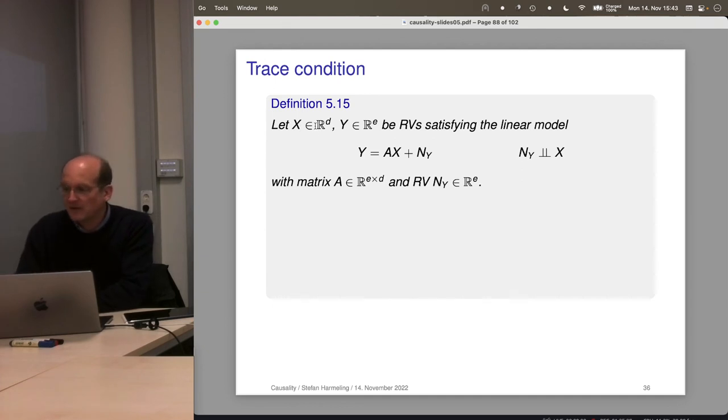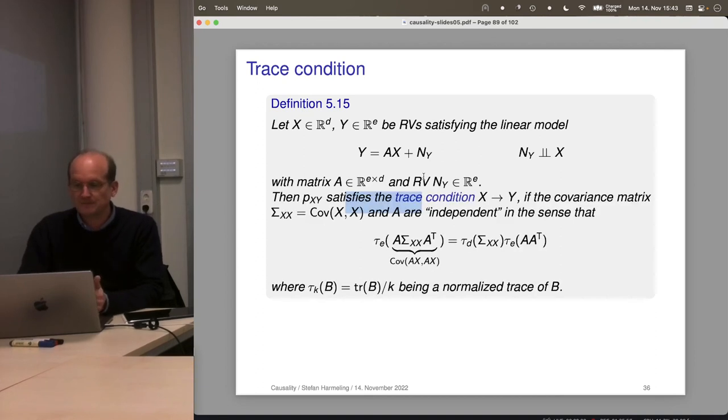So my one random variable is a d-dimensional vector. My other random variable is an e-dimensional vector, okay? And they satisfy a certain linear model. So there is a matrix that transforms one variable into the other, plus some noise. Again, the noise should be independent of my random variable x. Okay, so far so good. Nothing more yet. No assumption on Gaussianity or anything. So far, that's not enough, right? So we need something additionally here.